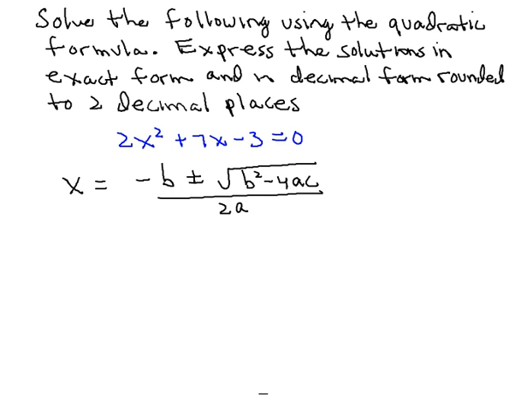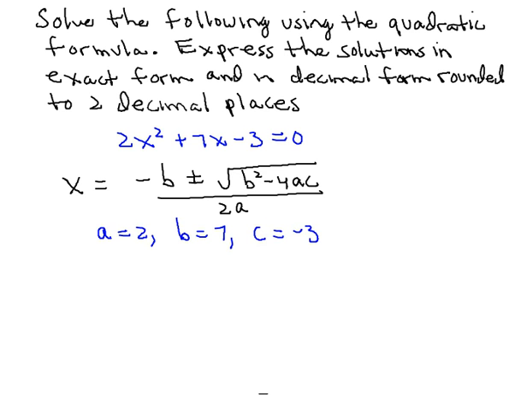Now next we'd like to identify the values of a, b, and c. It's very important that before you do that, the equation be in standard form, which involves, you'll recall, all the terms on one side and 0 on the other. In our case, the equation is in standard form to begin with, so we can identify a, which is the coefficient of x squared, to be 2. B is the coefficient of x, so b will be equal to 7 here. And c is the constant term, which for us will be negative 3.